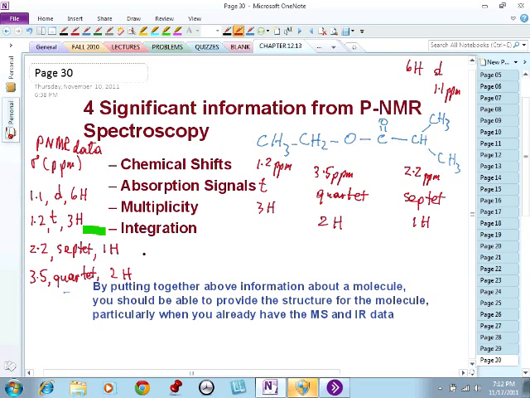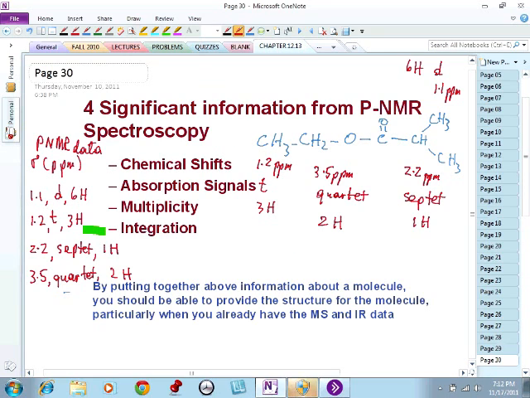And of course, you will be given either the molecular weight or the molecular formula from the mass spectrometer. And then you will be told to provide the structure for the unknown. Is it wrong if, for the 2 methyls, we wrote them separately and said 3 hydrogens? No, because they are equivalent. You put them together. They are one set of signals. Because they are equivalent.